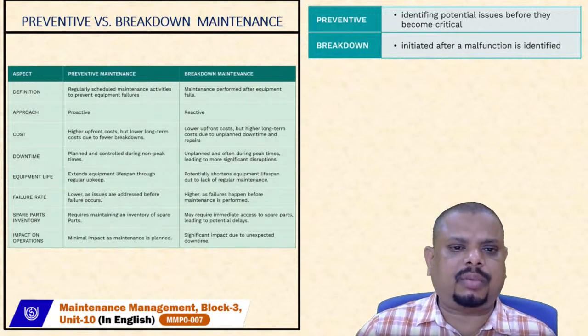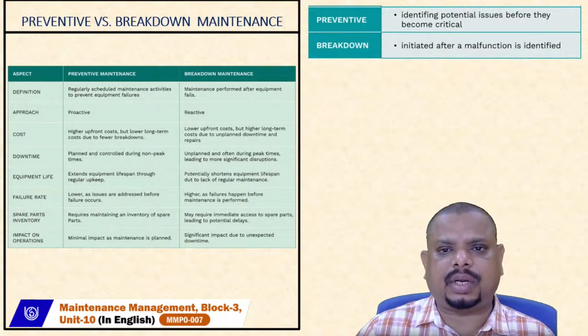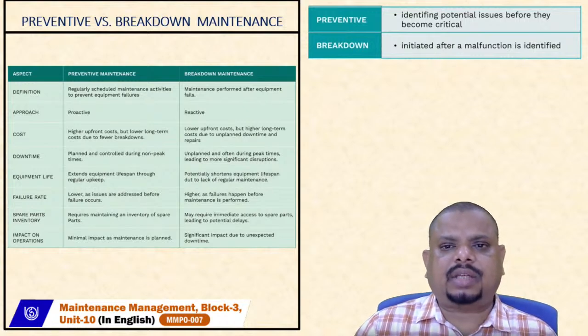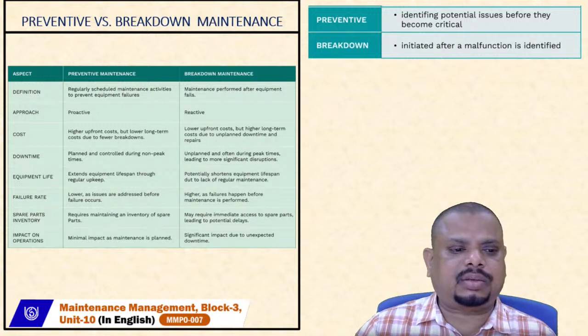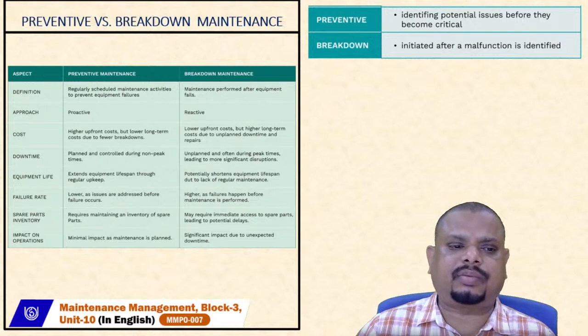But in case of breakdown maintenance, there is a potential reduction in equipment lifespan due to lack of regular maintenance. Then the next aspect we have is known as failures. Lower, as issues are addressed before the failure occurs. But in case of breakdown maintenance, the failure rate is very much higher and failure happens before the maintenance is performed.